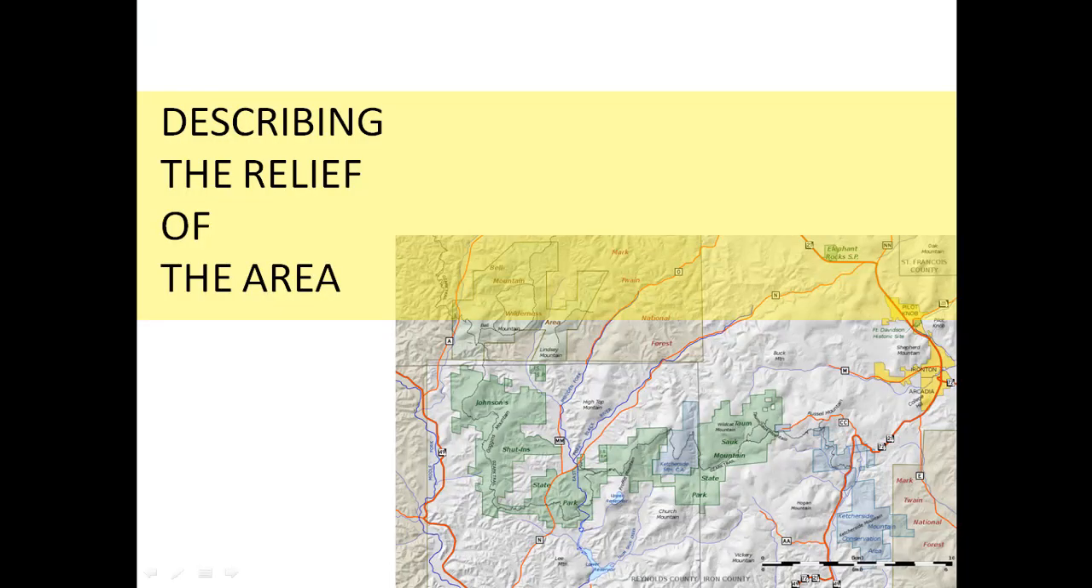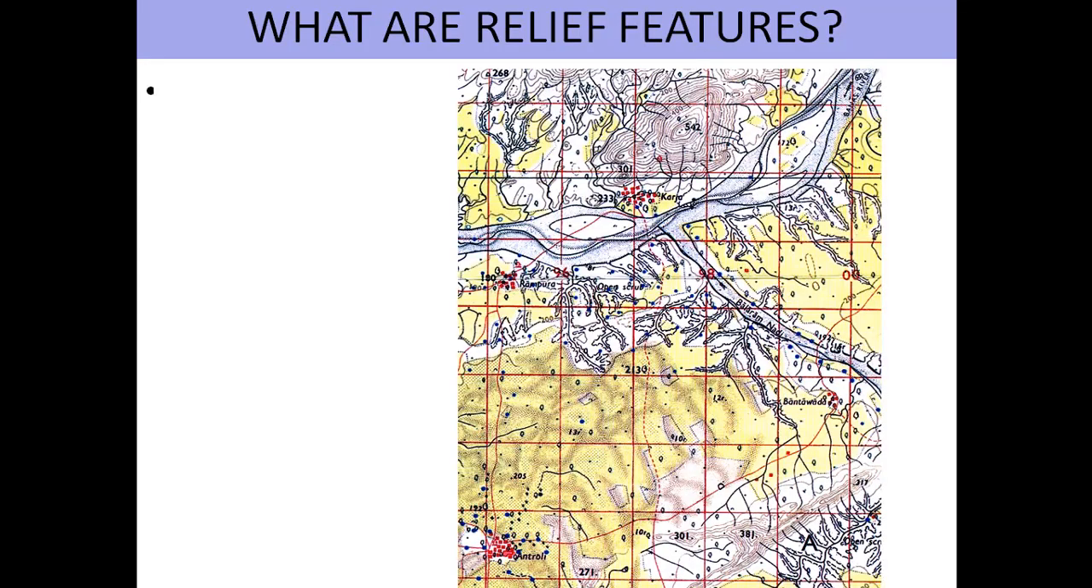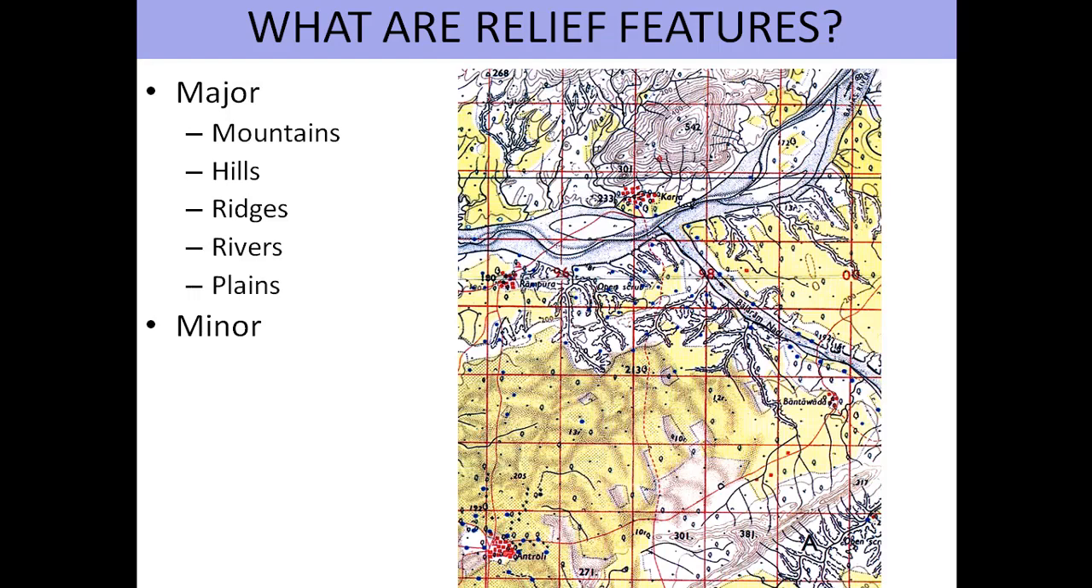Now we'll describe the relief of a particular area on the map extract. What are relief features? As you can see, there are major and minor relief features identified on a topographical map: mountains, hills, ridges, rivers and plains. This map extract gives examples of all the major relief features. First one, as you can see in the map extract, as such we don't have mountains over here, but mountains are higher than 1000 meters, mainly in the Mount Abu region.